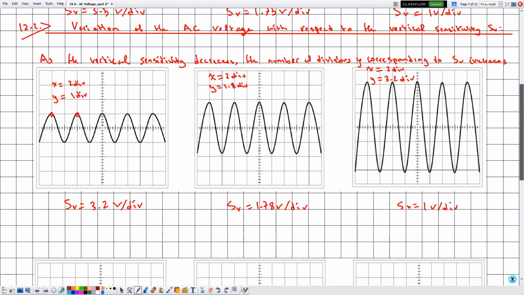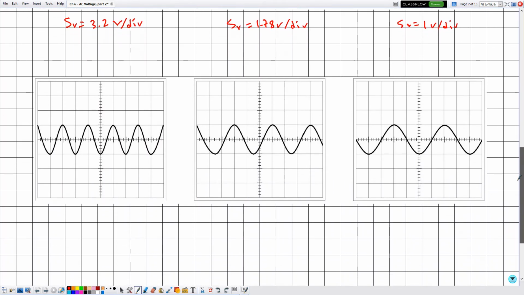And now, as for the next section, which is 12.3, the variation of the AC voltage with respect to the horizontal sensitivity, VB.